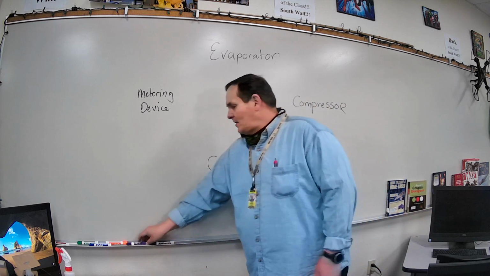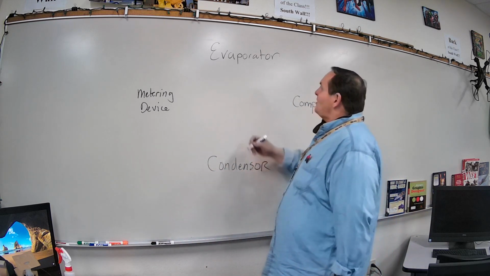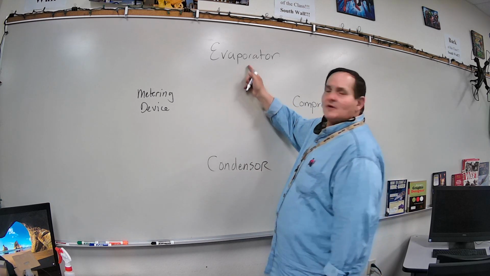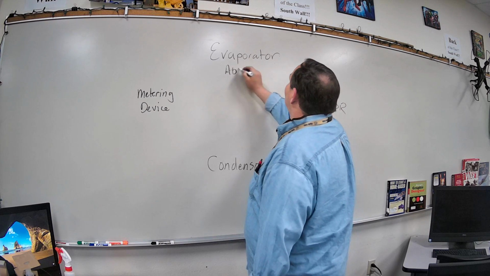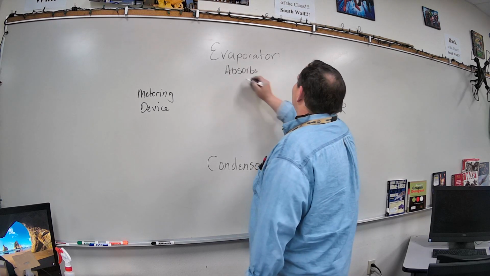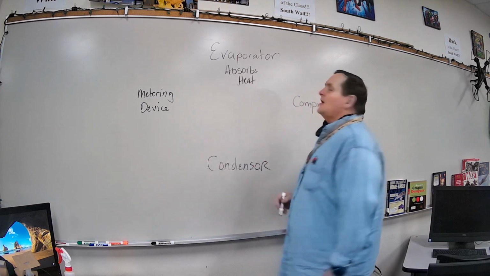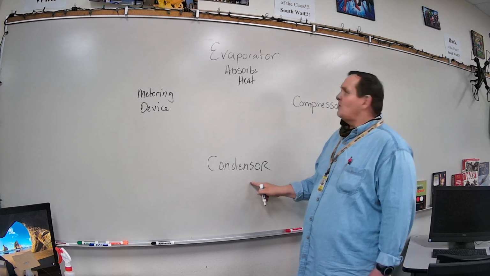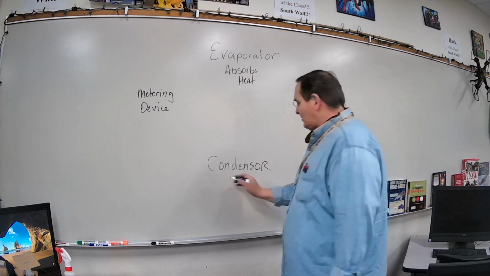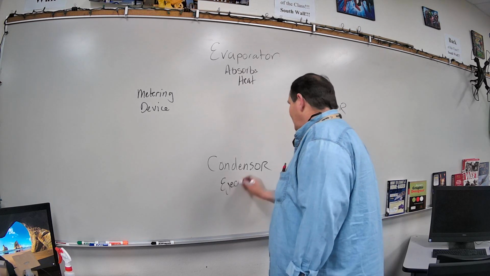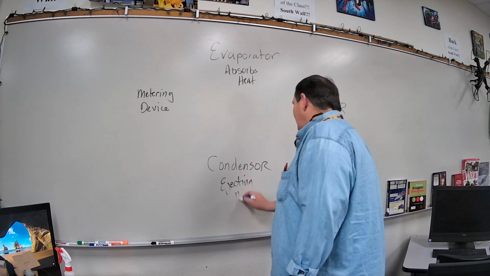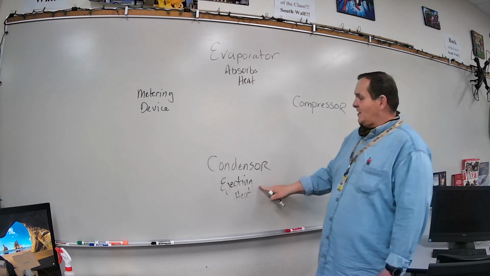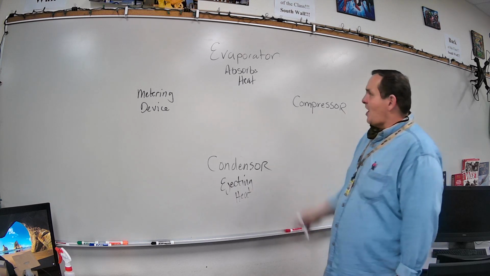So we're going to start with the evaporator. The evaporator is like a net that you use for fishing. It catches heat. It absorbs heat. So if the evaporator is the opposite of the condenser, and we're catching heat here, we're ejecting heat here. So the evaporator absorbs heat, the condenser ejects heat. See how they're the opposite of each other.